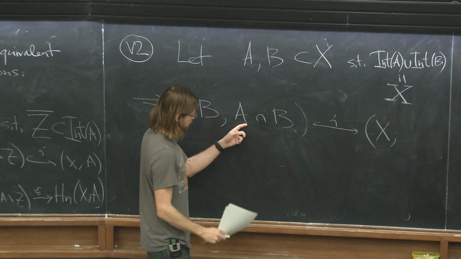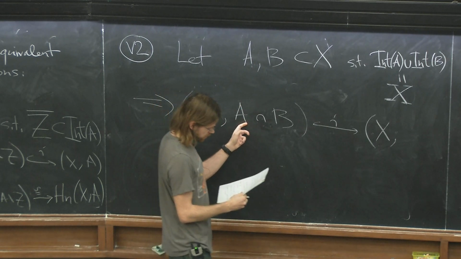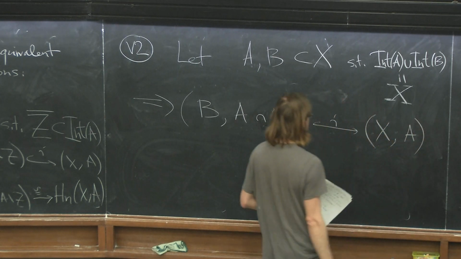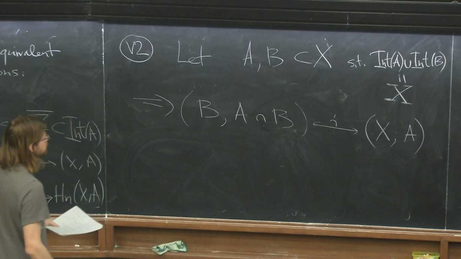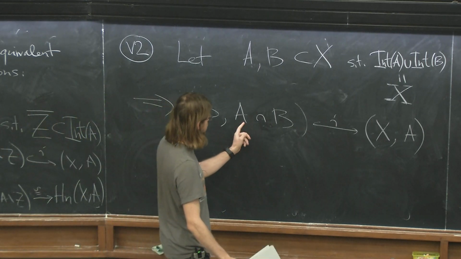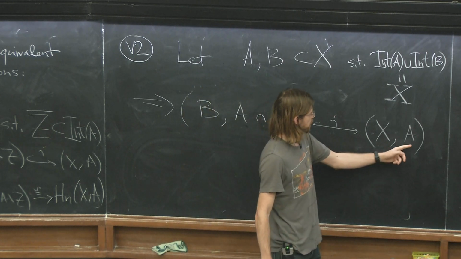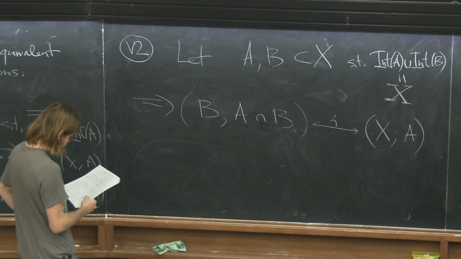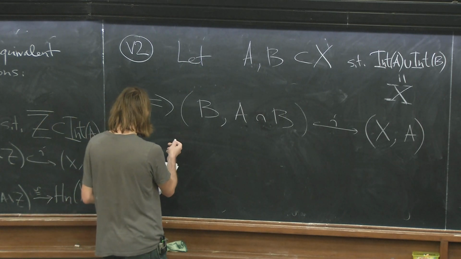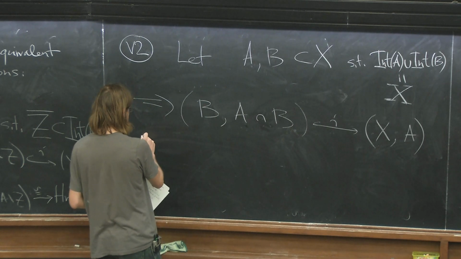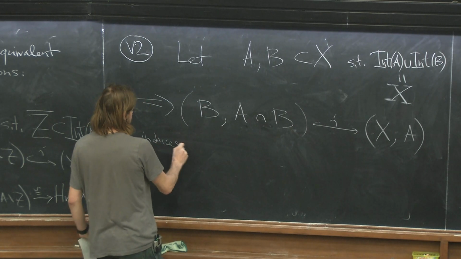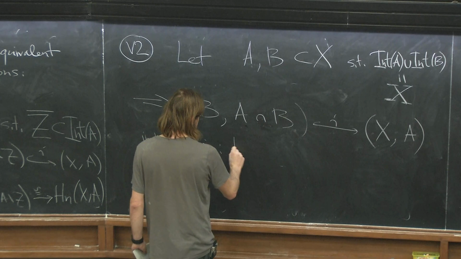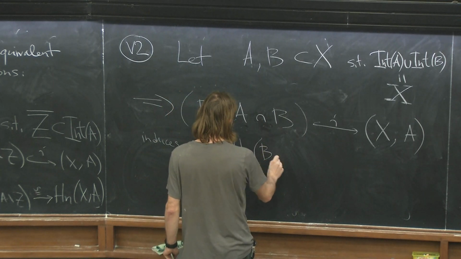And this will induce inclusion of this intersection to A. Right? We include B in X, and therefore this intersection is included in A. And the statement then is similar, that this induces an isomorphism between the corresponding relative homology groups.